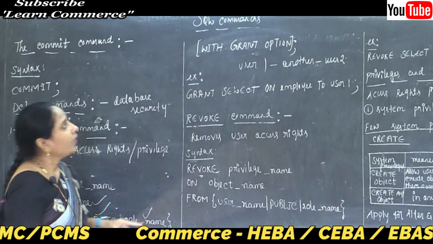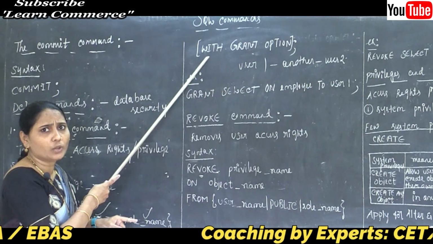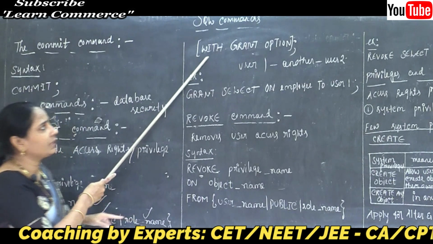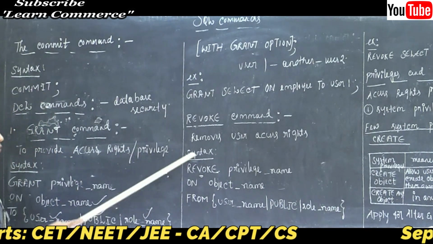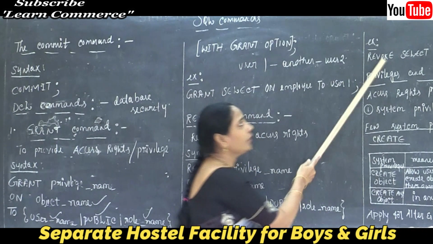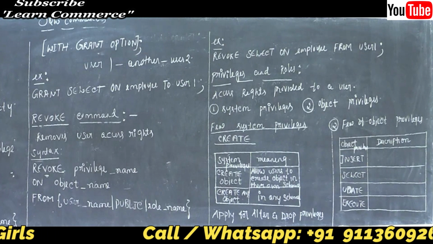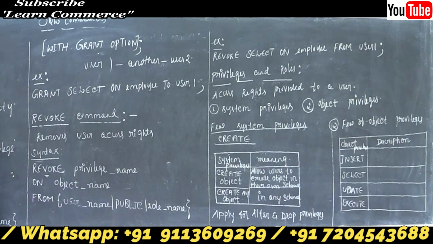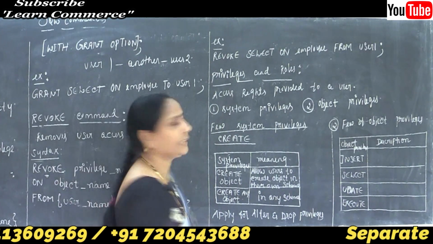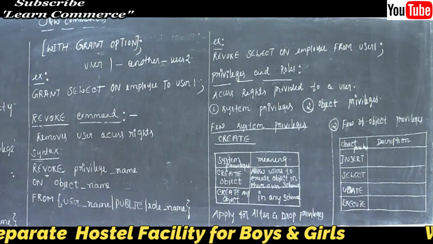And I think with the grant option, everything will be clear to everyone, and also the syntax of the revoke command as well as the example of the revoke command. After completing the example and syntax of each and every command, the next thing is privileges and the rules.